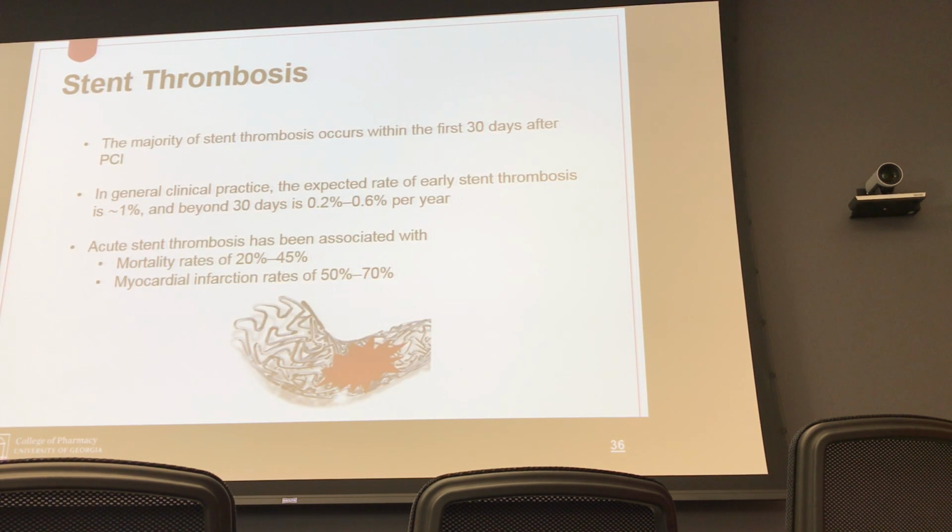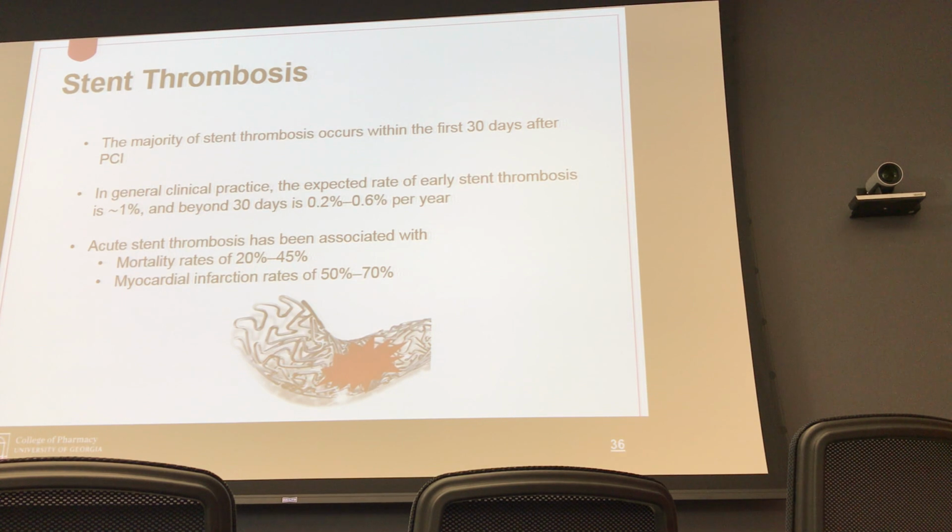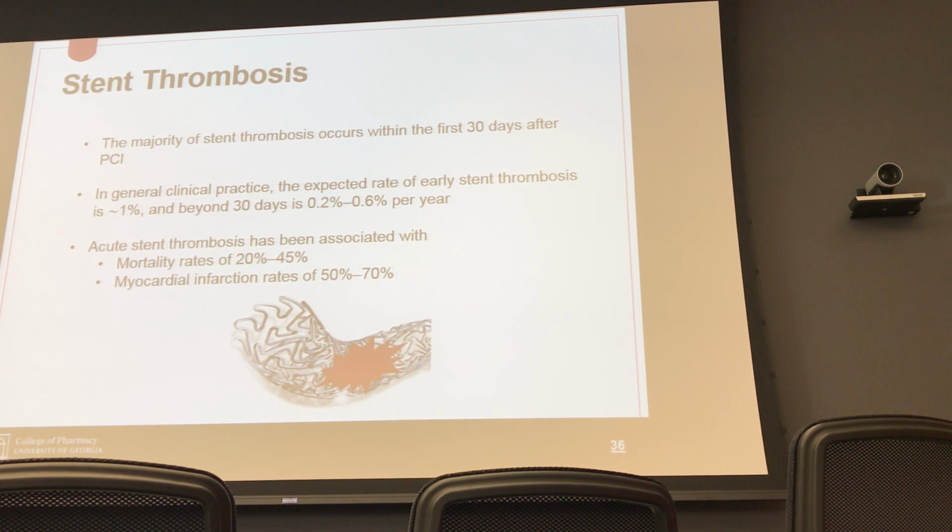Again, stent thrombosis is a really big deal. The highest risk is the first 30 days after. A week ago, it's pretty fresh, all right? So in general clinical practice, early stent thrombosis is about 1%, and then it goes down significantly after that. Even though it's only 1%, you have a mortality rate of close to 50% in some of these patients if that actually happens, with an MI rate of closer to 70%. Because again, you have this area that was just freshly atherosclerosed, and you just kind of propped it open, right? So this is definitely something that's a pretty high concern for us.